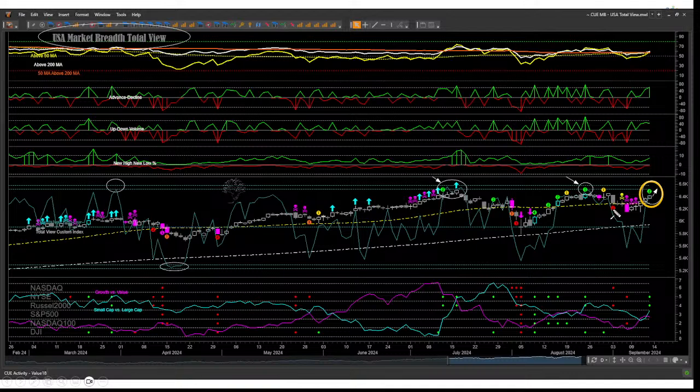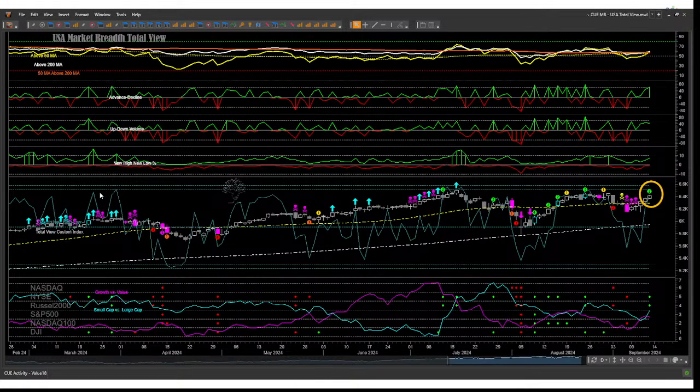This is one oscillator that is immediately actionable. The other oscillator that is immediately actionable, I already showed, that was bucket analysis. Now the total view itself is nearing extreme overbought condition, but not there yet.